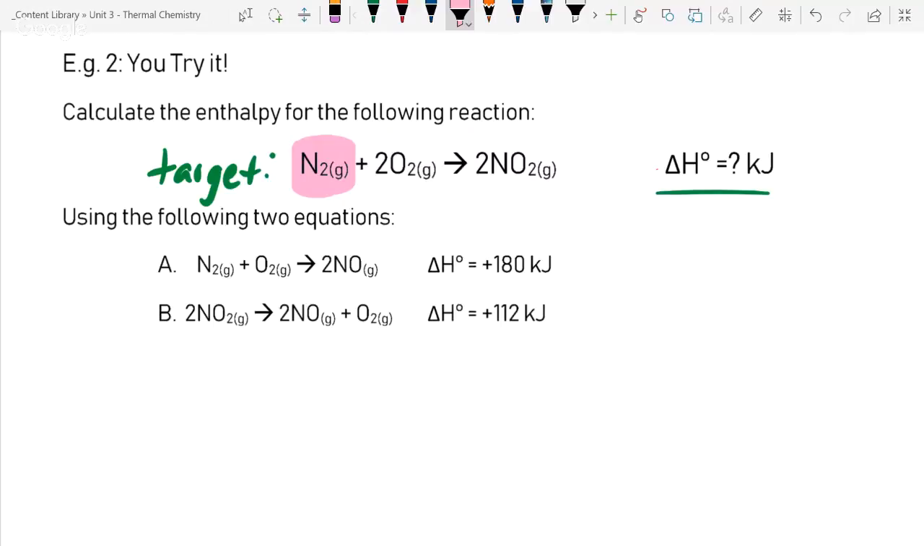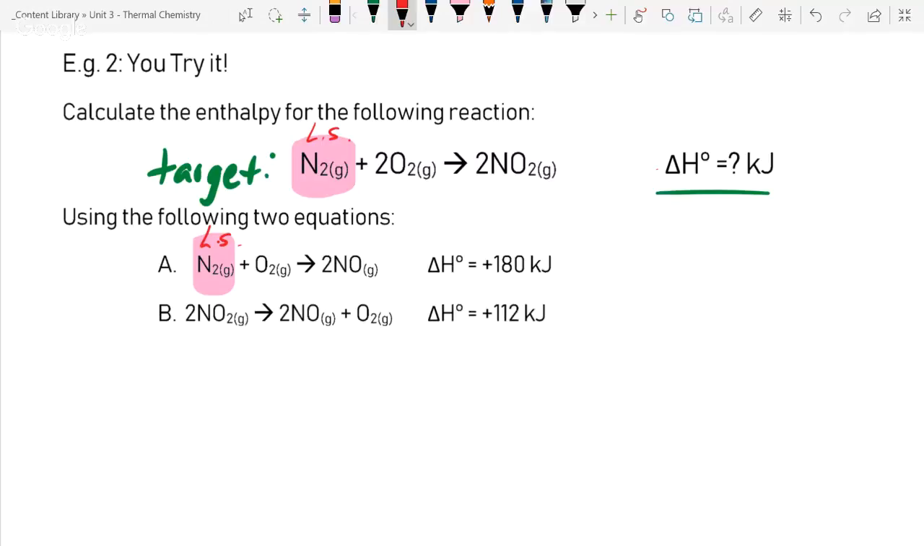You want to look for things that only appear in one of the equations you're using. In this case, N2 appears only in this one. In the top one, it's on the left side. In the bottom one, it's on the left side. Do I need to change equation A? It's got what I want.